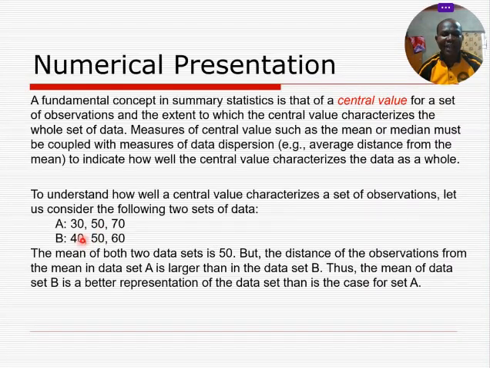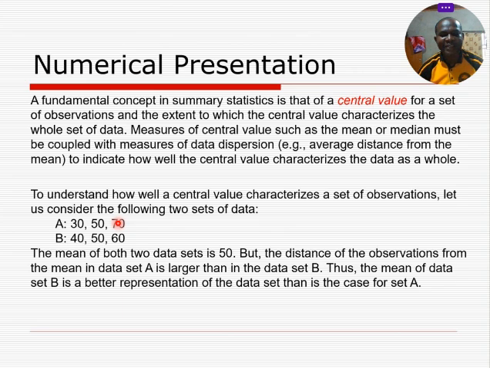Now, the example on the slide shows two data sets. The first data set has 30, 50, and 70, while the second data set has 40, 60, 50, and 60. Now, the question here is, which measure of central tendency best represents each of the data sets? Again, our measures of central tendency are the mean, the median, and the mode. But depending on the type of data set we have, it will determine which of these three measures of central tendency can best represent each of the data sets.